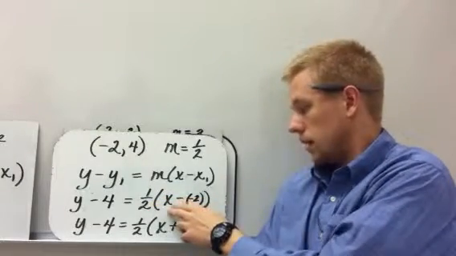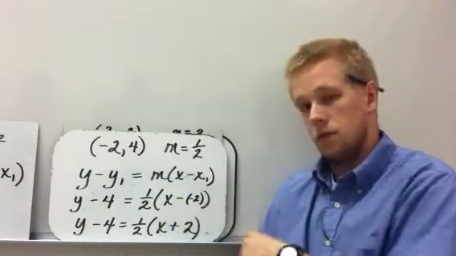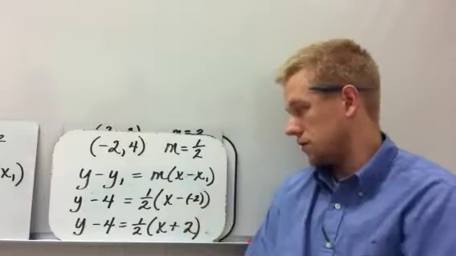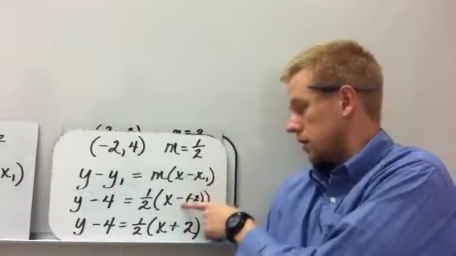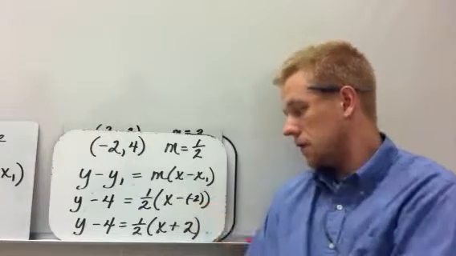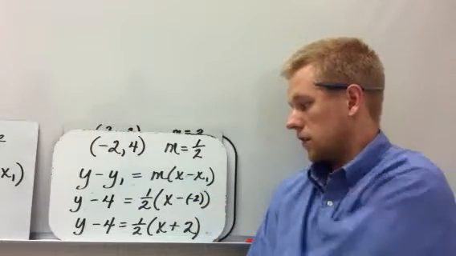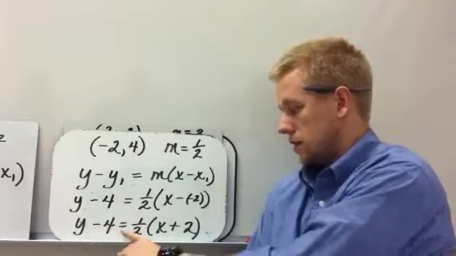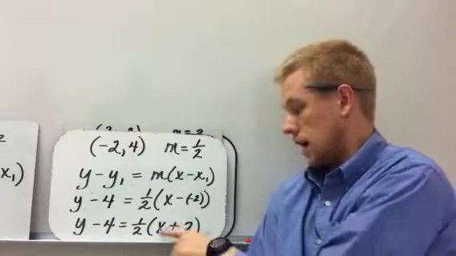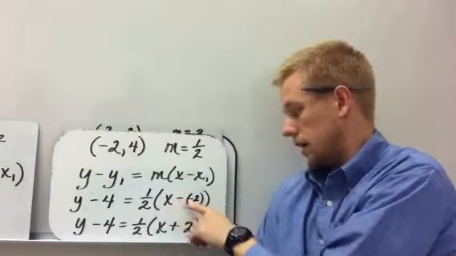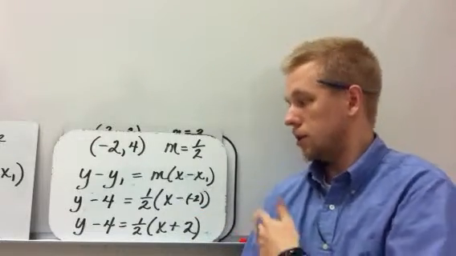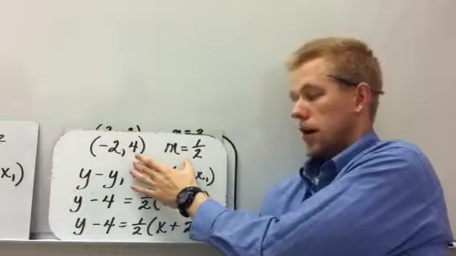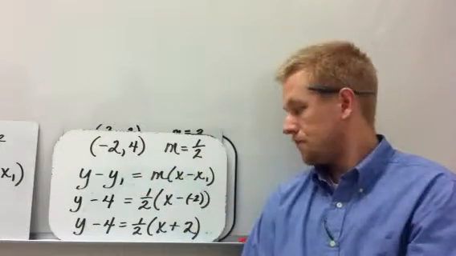And then inside the parentheses we have x minus negative 2. Now don't forget to have minus a negative 2 because our first x was negative 2 and the subtraction sign stays, so we have x minus negative 2. Okay, and then we're just going to simplify things to get y minus 4, that doesn't change, equal to 1/2 times x plus 2. This minus a negative now becomes plus a positive. So that's just simply using the formula and then plugging in our point and our slope.